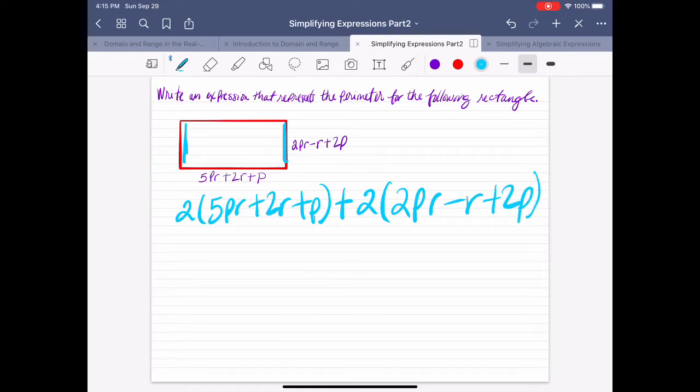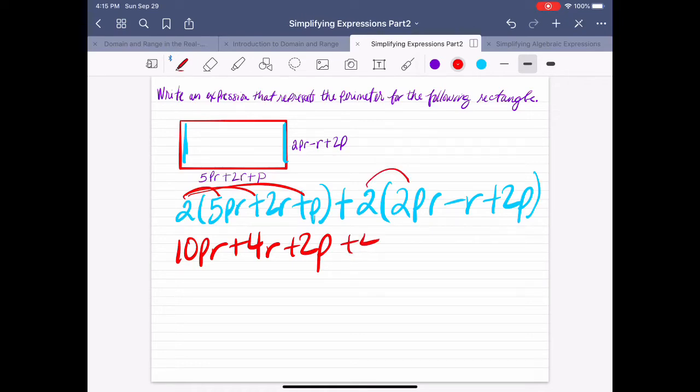So let's apply the distributive property and simplify. 2 times 5pr is 10pr. 2 times 2r is 4r. 2 times p is 2p. 2 times 2pr is 4pr. 2 times negative r is negative 2r. 2 times 2p is 4p.